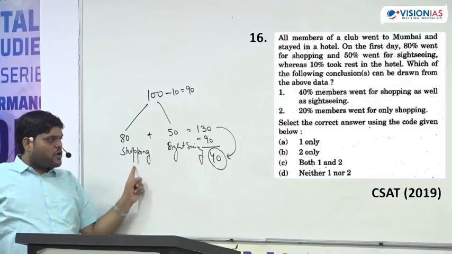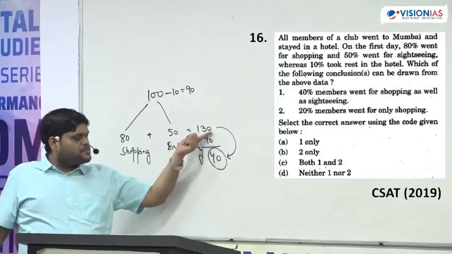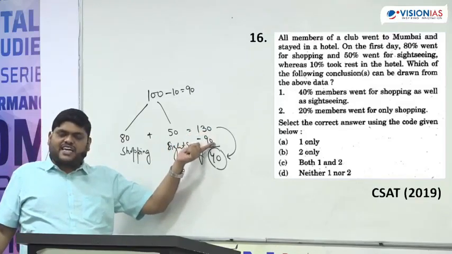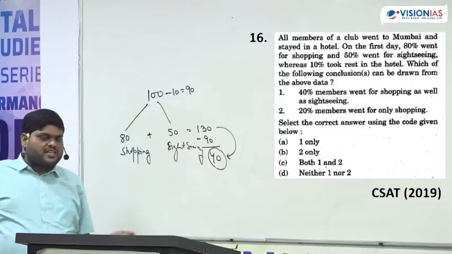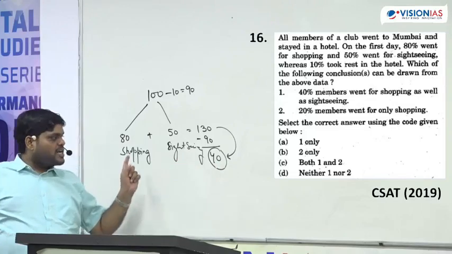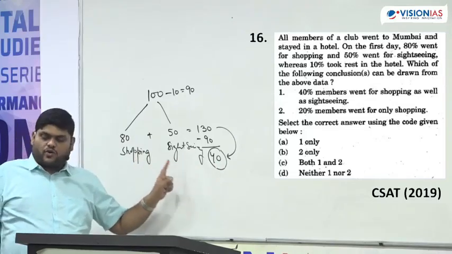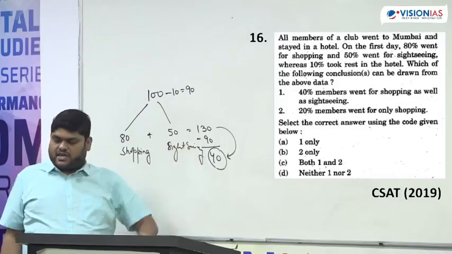Some are going for shopping as well as sightseeing. How we can find out that value? If I subtract 90 out of 130, this become 40. And then what is this 40? That means 40% are there which are going for both. Then only this is possible, that total become 130.